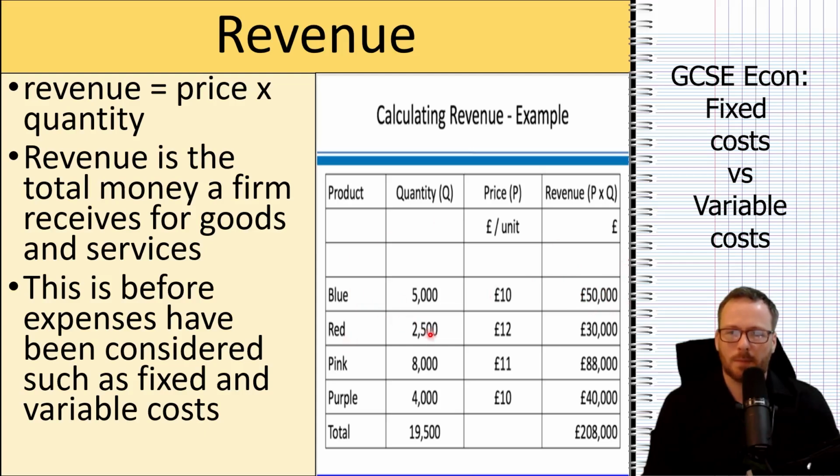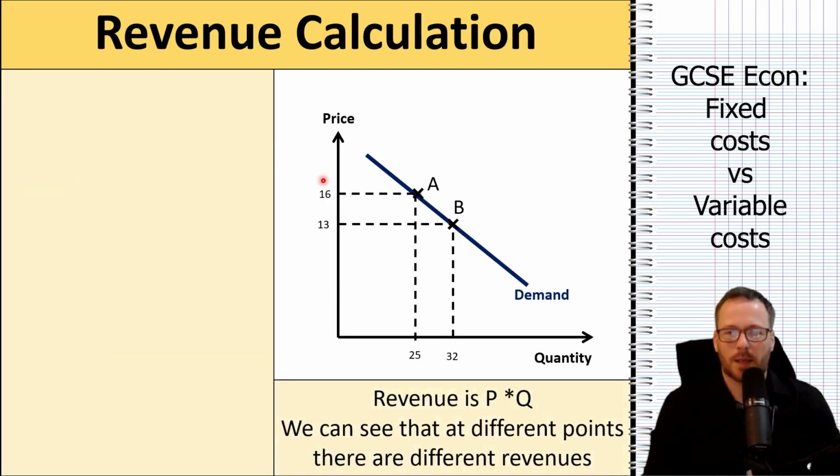For the red item, they've made 2,500 and the price is 12. So they've made 30,000 for that item. What we do is we add all these together and we work out how much money that company's made. That is revenue. Of course, we haven't taken away our expenses, we haven't paid our salaries, and we haven't paid tax yet. But that's quite a nice sum, isn't it? Now, we could put this on a graph, okay?